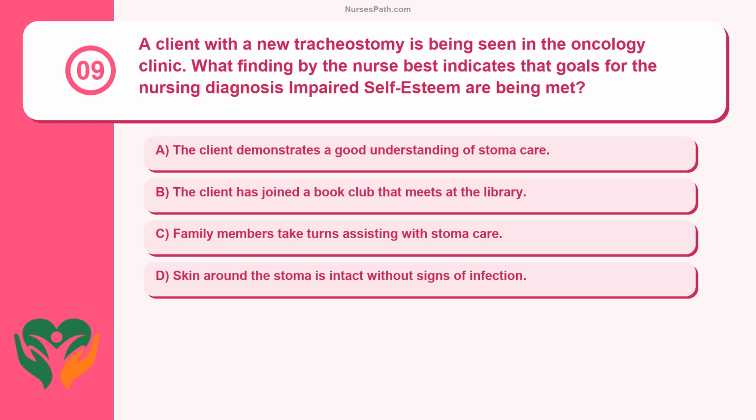Question 9. A client with a new tracheostomy is being seen in the oncology clinic. What finding by the nurse best indicates that goals for the nursing diagnosis impaired self-esteem are being met? The client demonstrates a good understanding of stoma care. The client has joined a book club that meets at the library. Family members take turns assisting with stoma care. Skin around the stoma is intact without signs of infection.